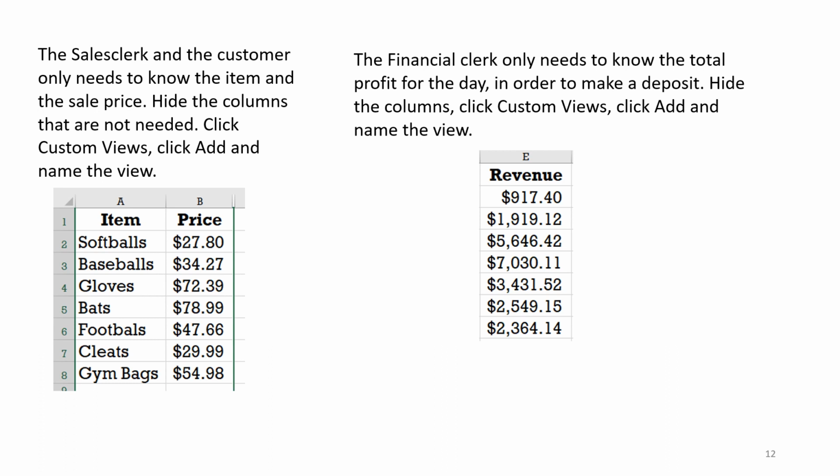The sales clerk and the customer only need to know the item and the sale price. Hide the columns that are not needed. Click Custom Views, click Add, and name the view. The financial clerk only needs to know the total profit for the day in order to make a deposit. Hide the columns, click Custom Views, click Add, name the view.